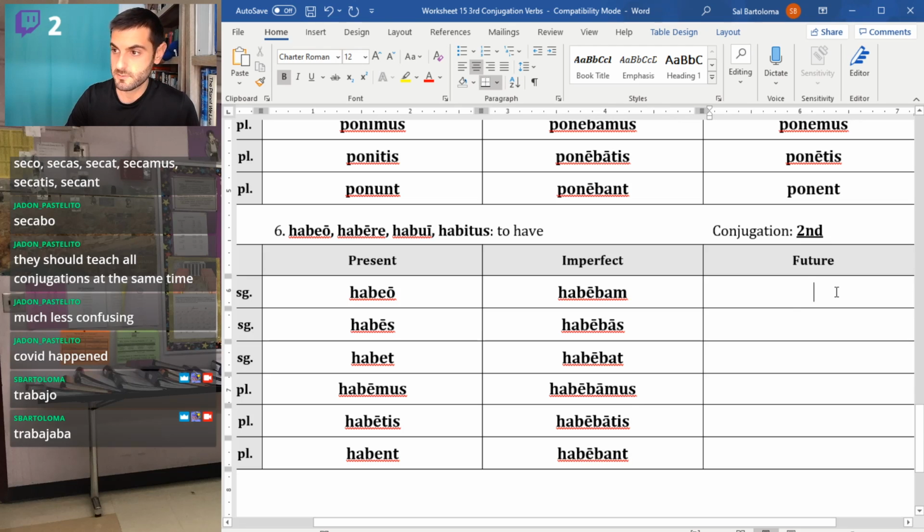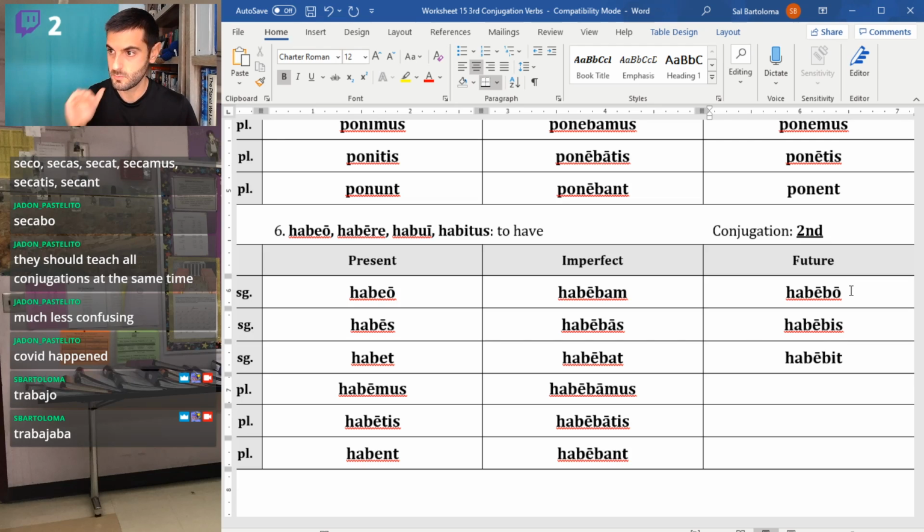And then future, since it's second conjugation, we're going to go back to our old friend Bobby Boo. So we have habebo, habebis, habebit. Right? Bo, bis, bit. Habebimus, habebitis, habebunt.